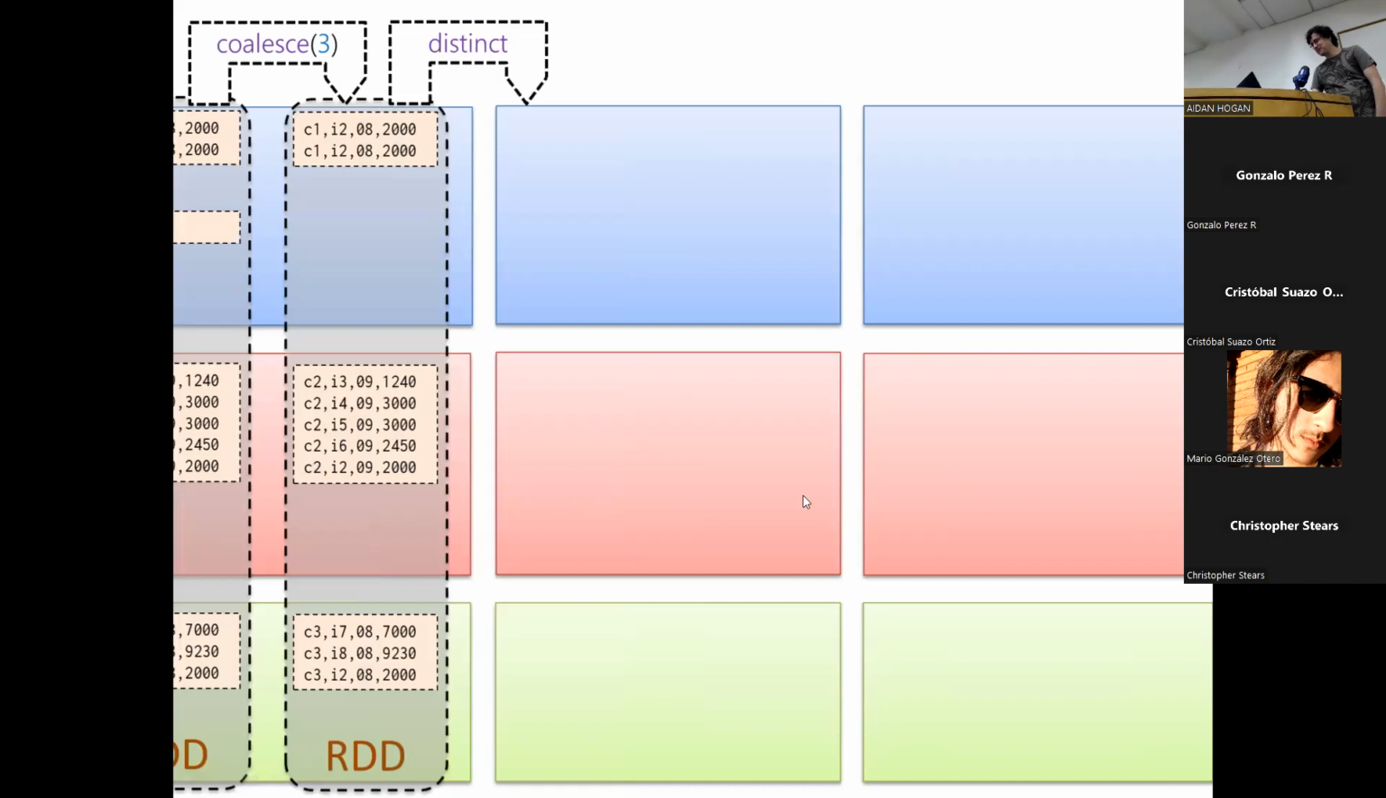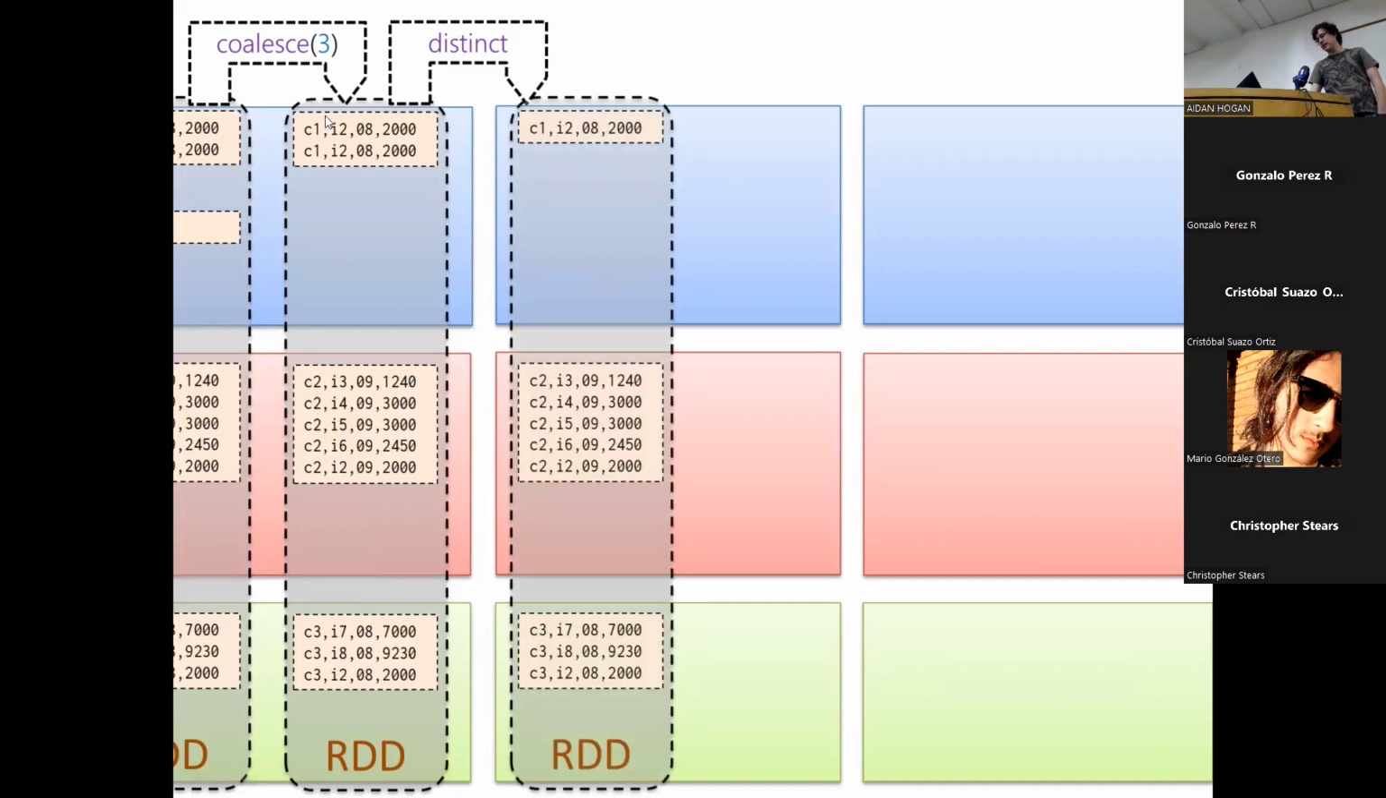So we apply a distinct because we only want to count each product per customer once. We apply it per hour of the day. This gets rid of all the duplicate tuples in the RDD. As we see here, we have 2 duplicate tuples. We get rid of 1.